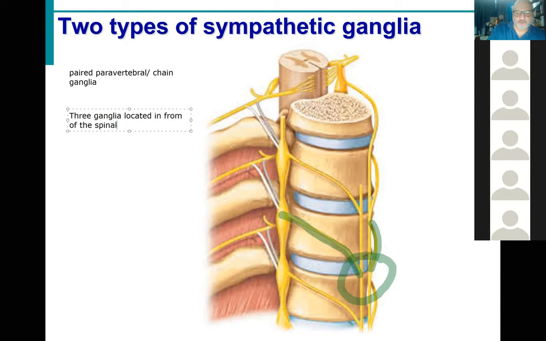The spinal cord. As such, they're called the prevertebral ganglia, or they are also known as the collateral ganglia. And there are three of them, and I'll give you their names.